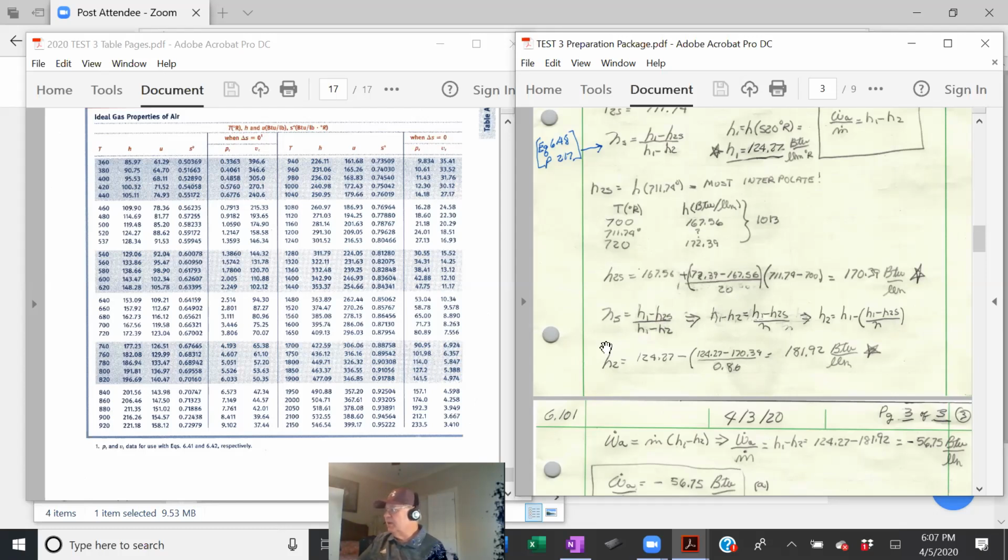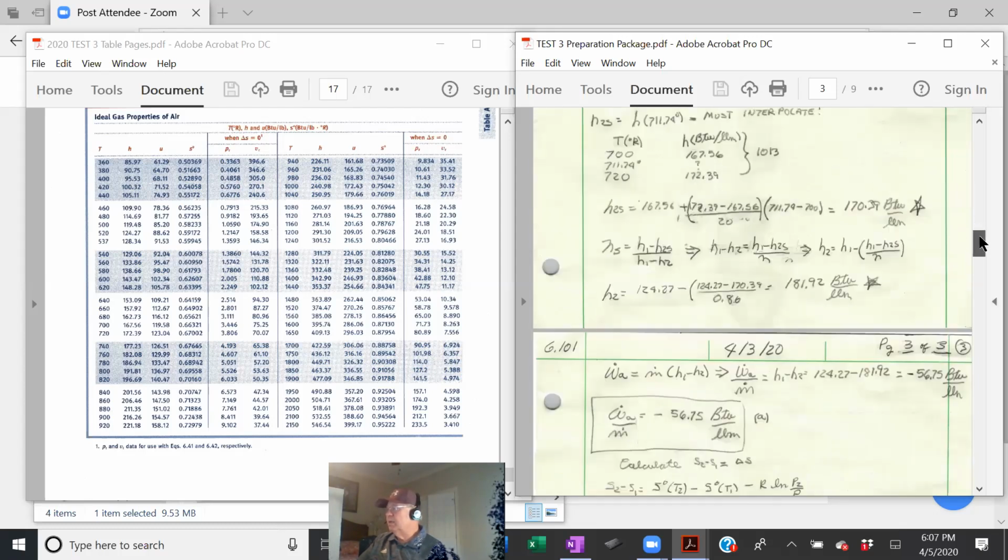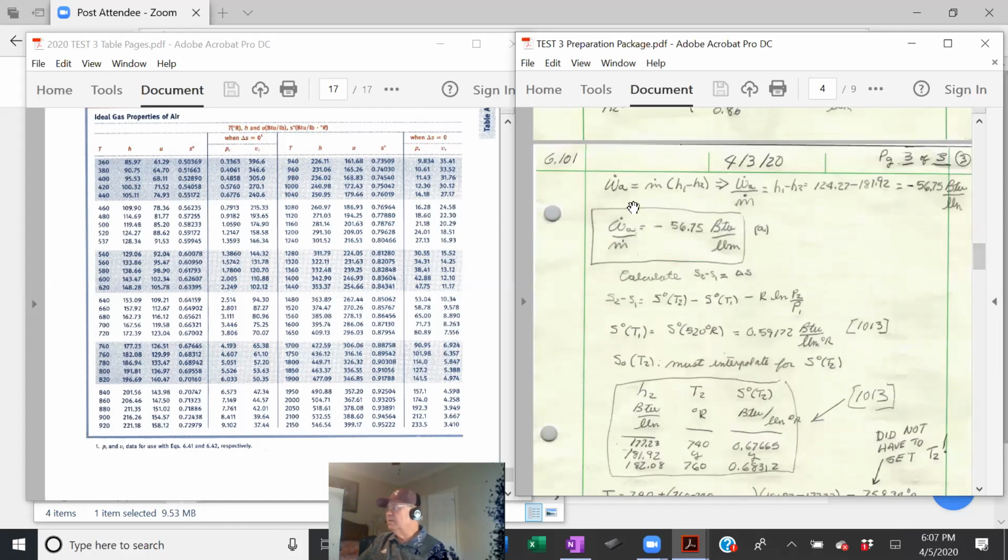So I can just solve that equation for H2. I need three enthalpies: H1, H2S, and H2. I've got H1, just got H2S. I can use this equation to get H2, and H2 comes out to be 181.92 BTUs per pound mass. So now I've got everything. To calculate my work per pound mass, it's just H1 minus H2, which is minus 56.75 BTUs. And I actually should have rounded that off to 56.8. So that's a minus one for me.